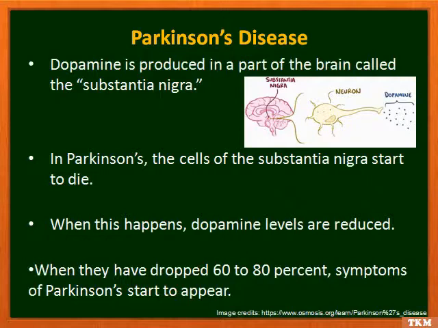Now we are all aware dopamine is produced in a part of the brain called the substantia nigra. Can you see over here in this figure? In the substantia nigra the dopamine is produced. The neurons secrete dopamine. In Parkinson's disease, the cells of the substantia nigra start to die, and these cells can no longer produce dopamine. So the dopamine levels will start reducing, and when the dopamine levels drop below 60 to 80%, symptoms of Parkinson's start to appear.